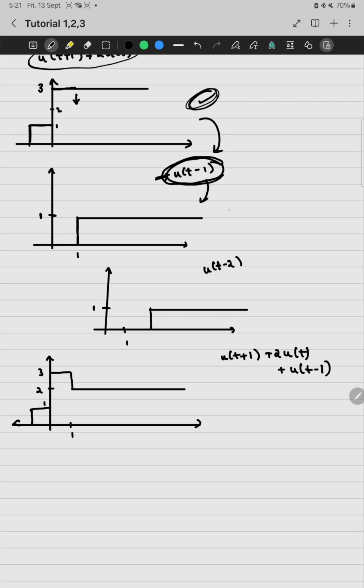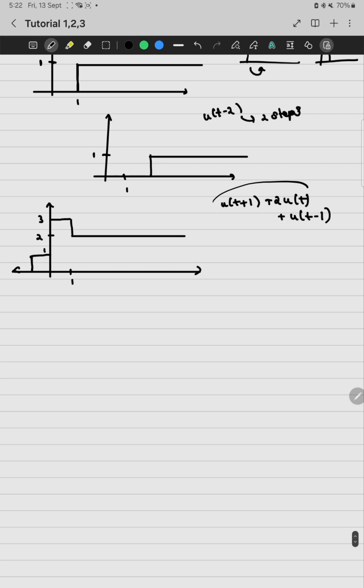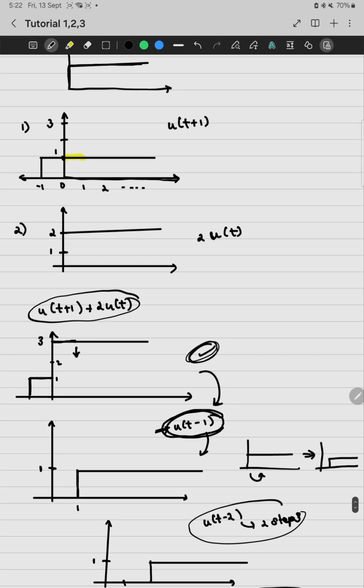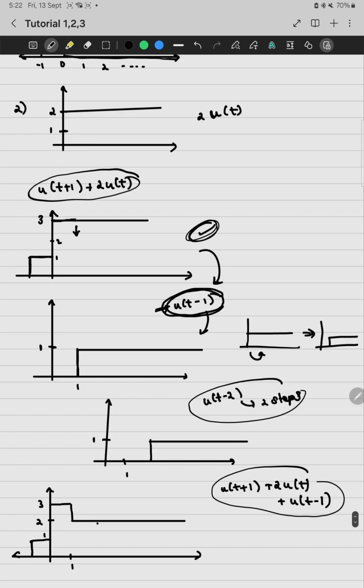Why is it like this? If you ask, it's nothing but u of t, and what did I say? If t minus 1, it goes one step forward, so it will become this. u of t minus 2 goes 2 steps forward. So now the basic sense is, we will add these so that we can get the next drop, which is this.